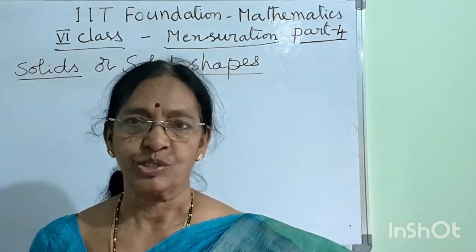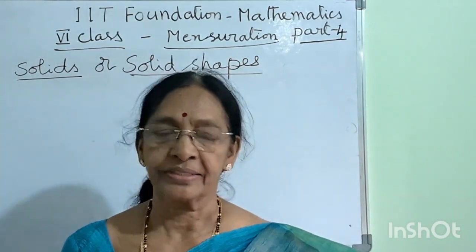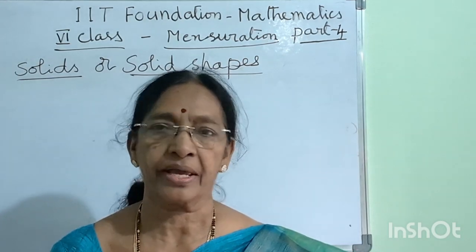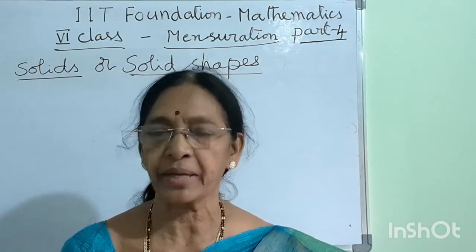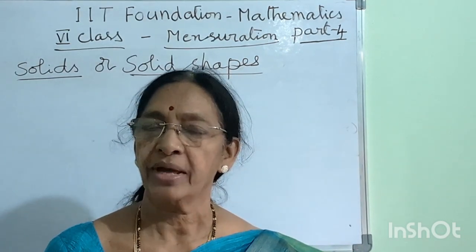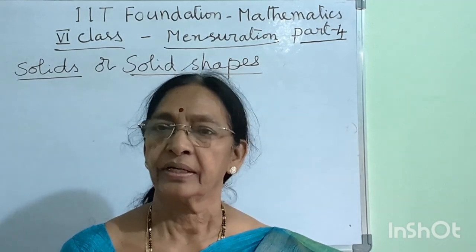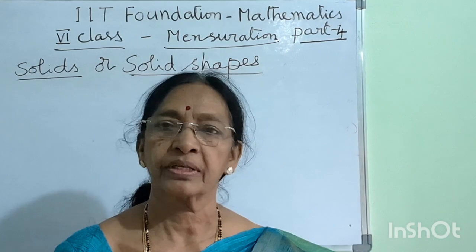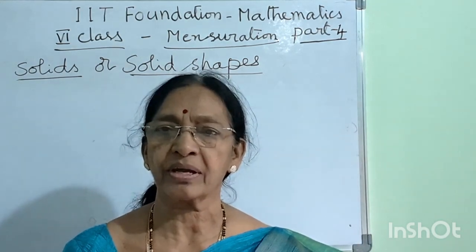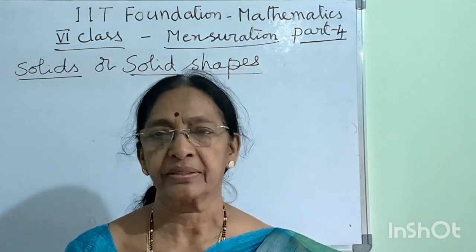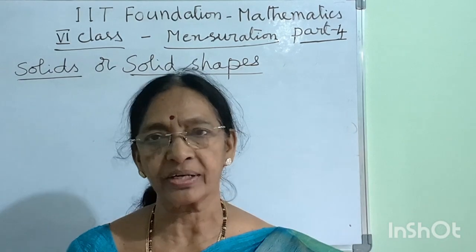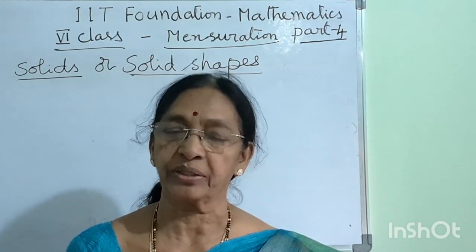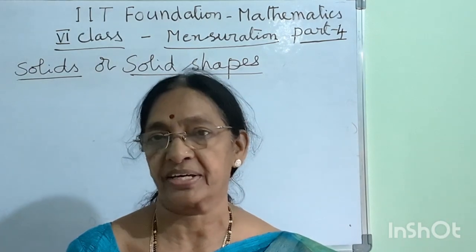Today's topic is solids. Generally, the square, rectangle, polygons, triangle, etc. are called two-dimensional figures. They have length, breadth, width, etc. measurements, and a circle and a point are said to be unidimensional. Now we will see these solids which have three dimensions: length, breadth, height, like that, three-dimensional figures.